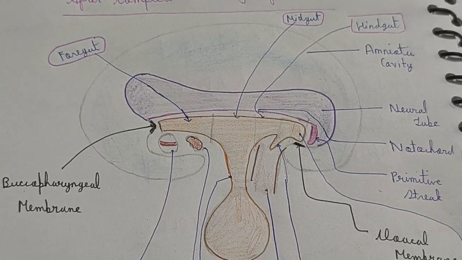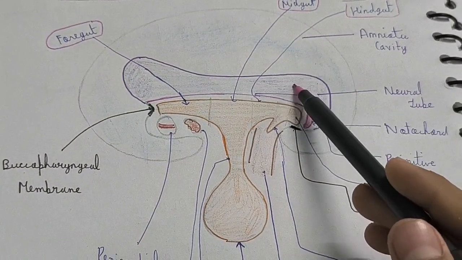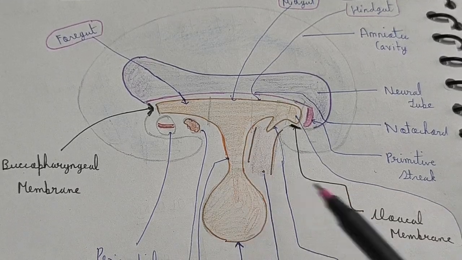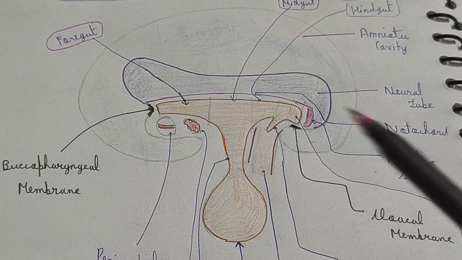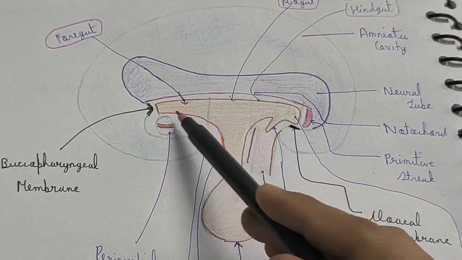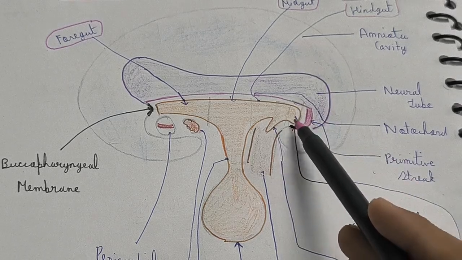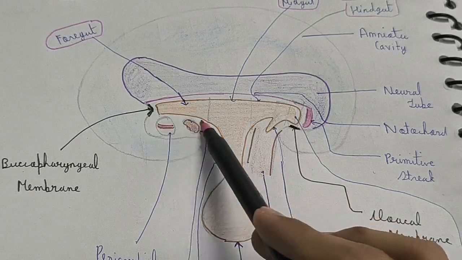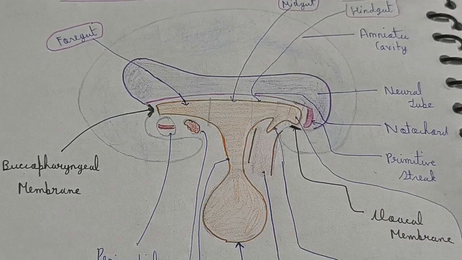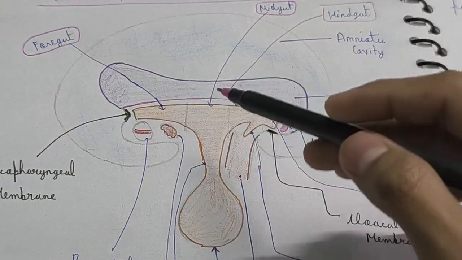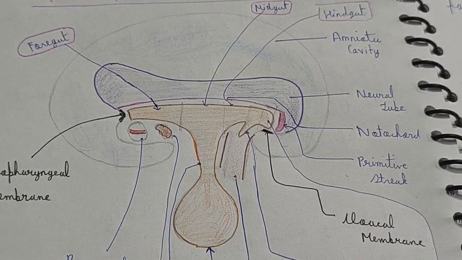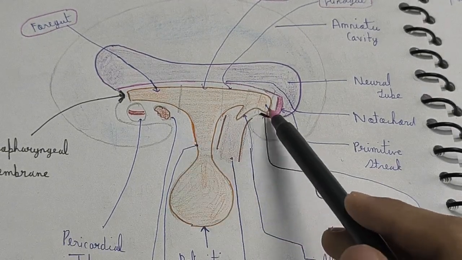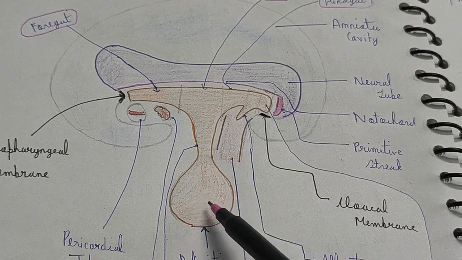Now you can see this is the amniotic cavity and this is the neural tube, and this orange colored portion is the yolk sac. But you can see that this yolk sac is divided into parts. The part of the yolk sac that is enclosed by the developing embryo is made into a tube-like structure, known as the primitive gut, and this primitive gut is divided into foregut, midgut and hindgut. The remaining portion of the yolk sac that is not enclosed by the developing embryo is known as the definitive yolk sac.